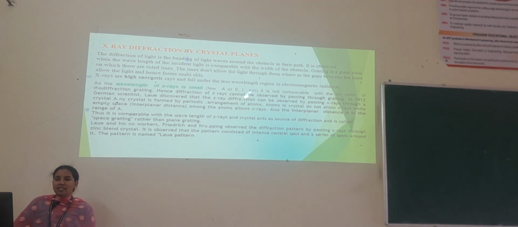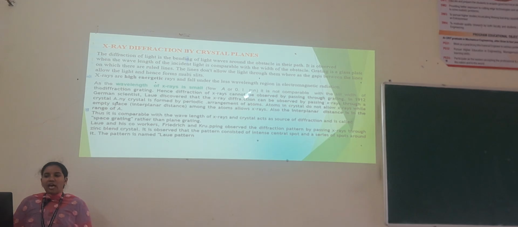X-rays, what exactly are X-rays? X-rays are high energetic rays that fall under the short wavelength region of electromagnetic radiation. As the wavelength of X-rays is small, the diffraction of X-rays cannot be observed by passing them through a grating.